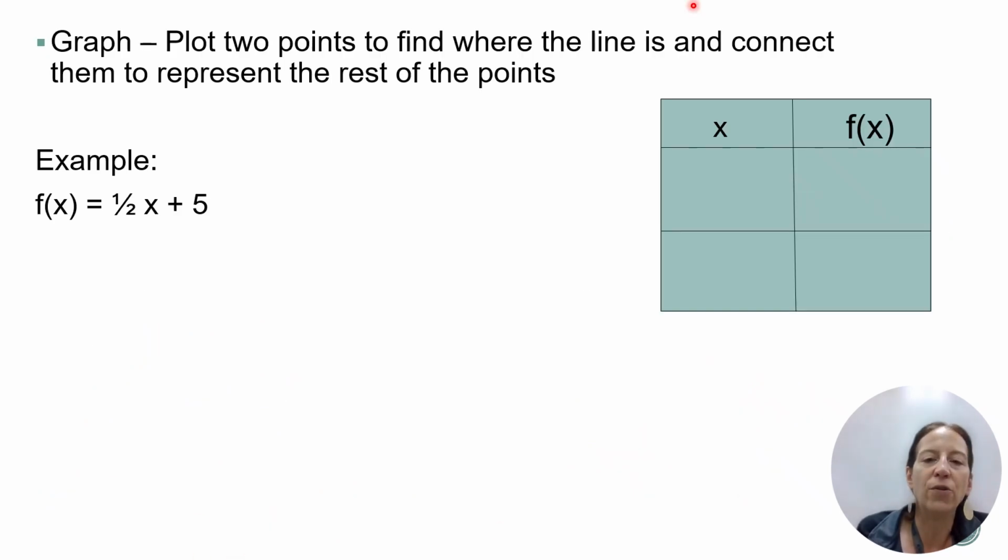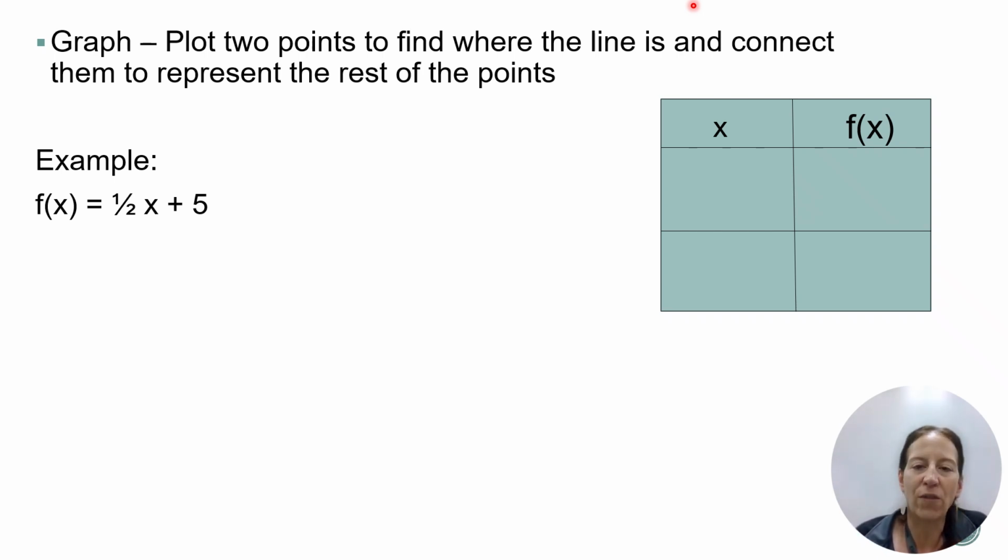Now, the other thing we can do with these is graphing. And to graph, I'm going to show it to you this way. I never used to be in favor of doing it this way until I saw some stuff that students really struggle with. So I kind of go back to this. To graph it, you're going to plot 2 points. And from geometry, you know that 2 points determine a line. For a line, you don't need more than 2 points. You could have more than 2, but you don't need more than 2. Plot 2 points, find where the line is, and then connect them to represent all the rest of the points. So to do that, we're going to build a table.